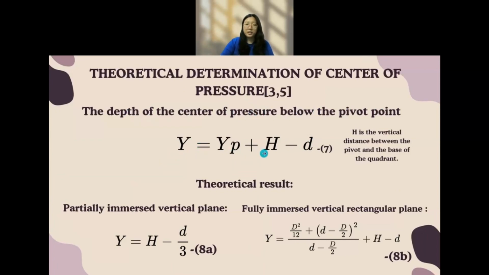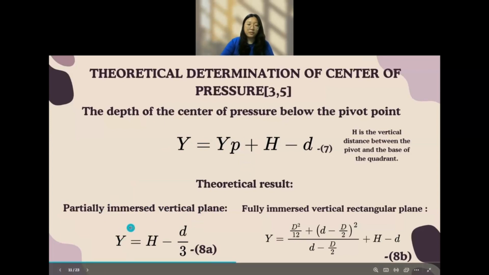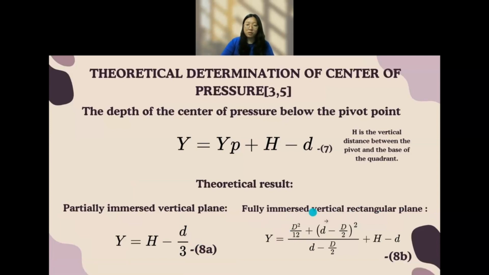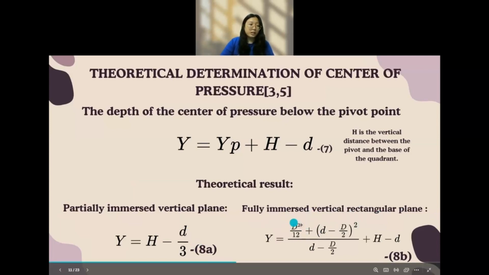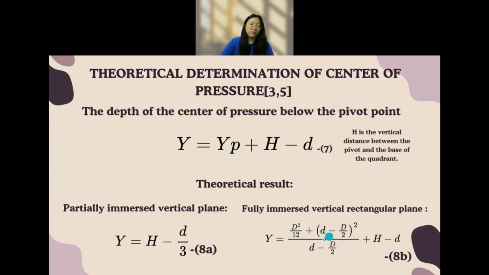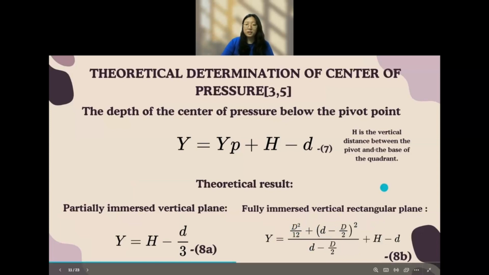Y is equal to Yp plus H minus d. So H is the vertical distance, and d is the depth of the water, and Yp is the center of pressure. So Y is the depth. So for theoretical result for the partially immersed vertical plane, we use this formula: the depth is equal to H, the vertical distance between the pivot and the base, minus d over 3. So the small d is the depth of the water. So for fully immersed vertical rectangular plane, Y is equal to this formula, where capital D is the height of the quadrant, small d is the depth of the water from the quadrant, and H is the vertical distance.